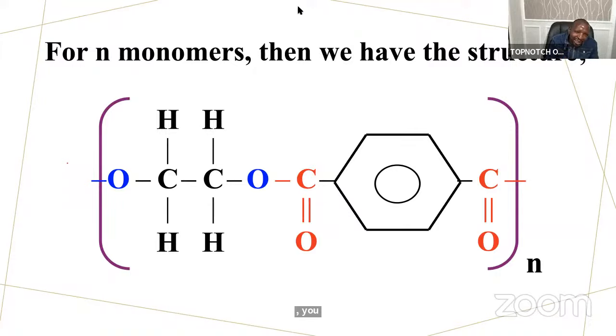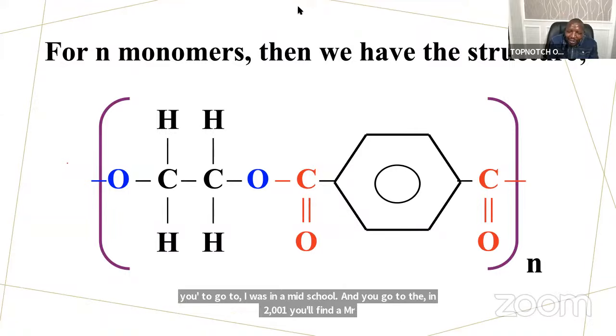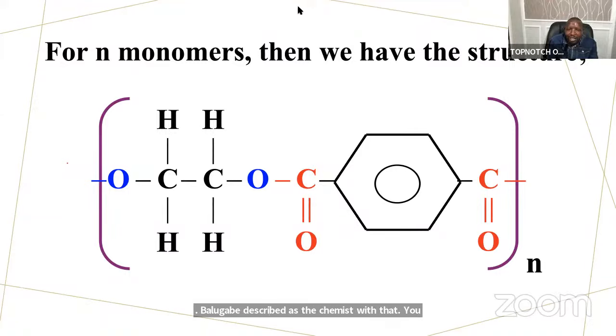I was in a mixed school, and if you go to the magazine of 2001, you'll find Mr. Mbaluka being described as the chemistry wizard. They knew from Form 1. It is something that students just need to read. I've read so many books, and I even know where the confusion comes in. Most of the things we have tackled today, students had issues with them.